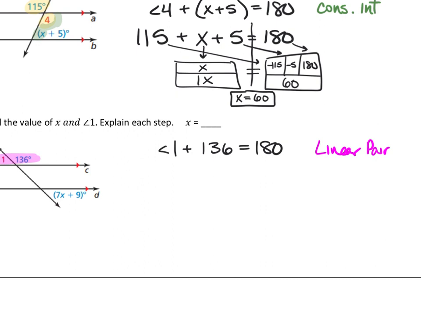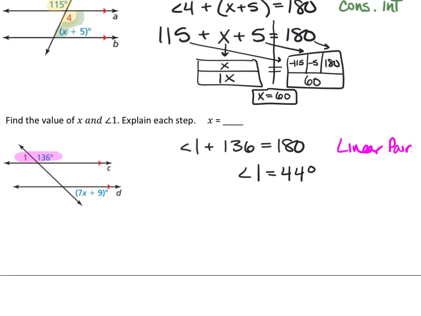Okay, we do a quick little solve. We just have to subtract 136 to both sides. We would say that angle 1 is going to be equal to, what is that, 44 degrees? Yes. Fabulous. So now I know that angle 1 is 44 degrees.